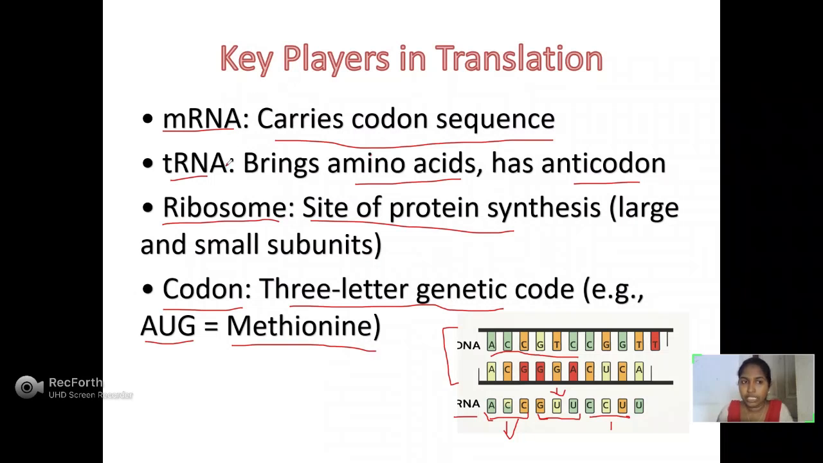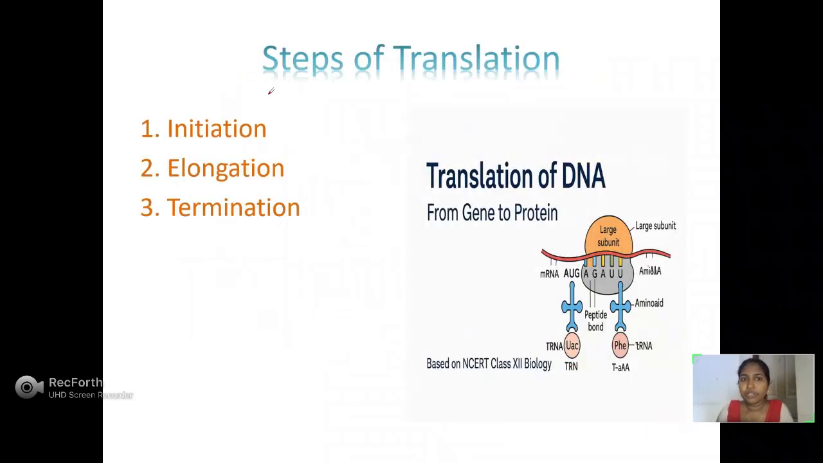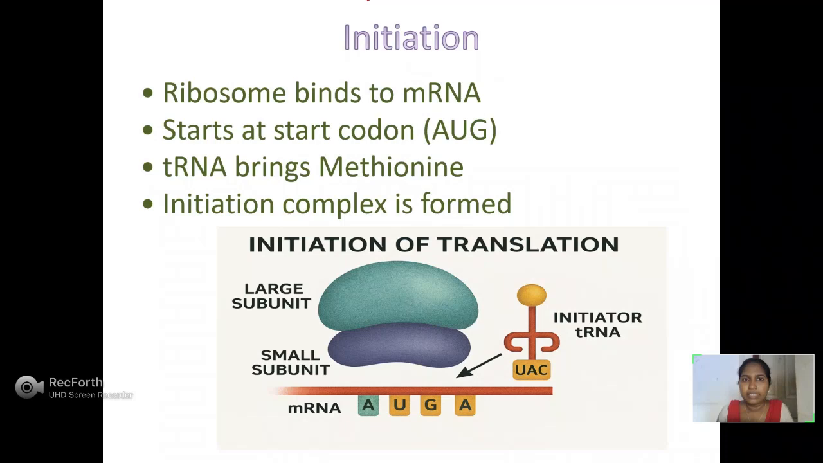What are the key players? mRNA, tRNA, ribosomes, and the codon. What is the start codon? AUG, which codes for methionine. And the steps in the translation process. What are the steps? There are only 3 steps in the translation process: initiation, elongation, and termination.